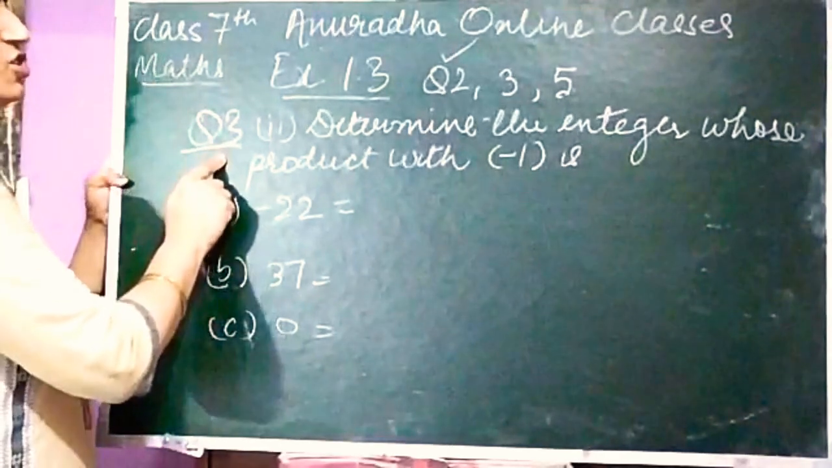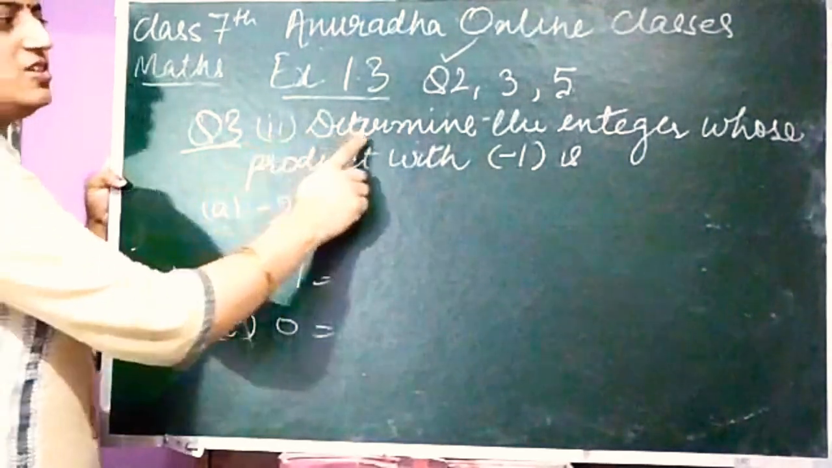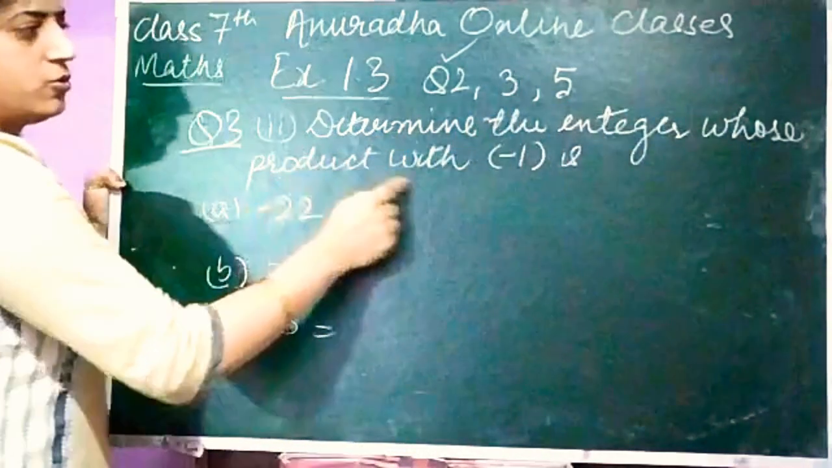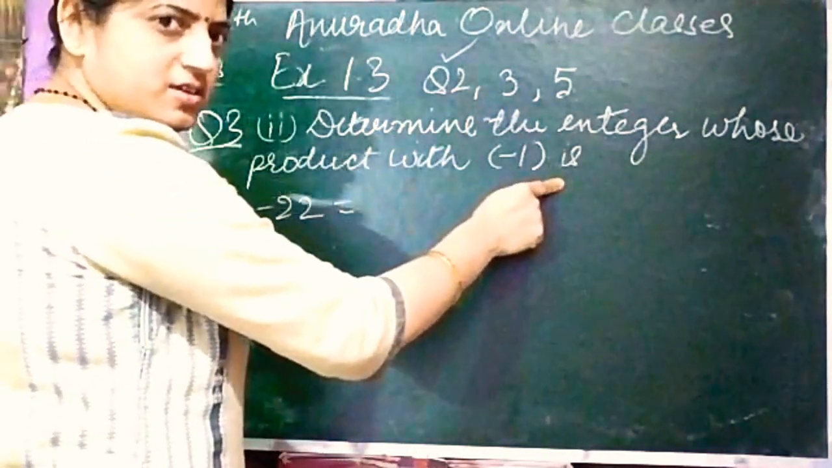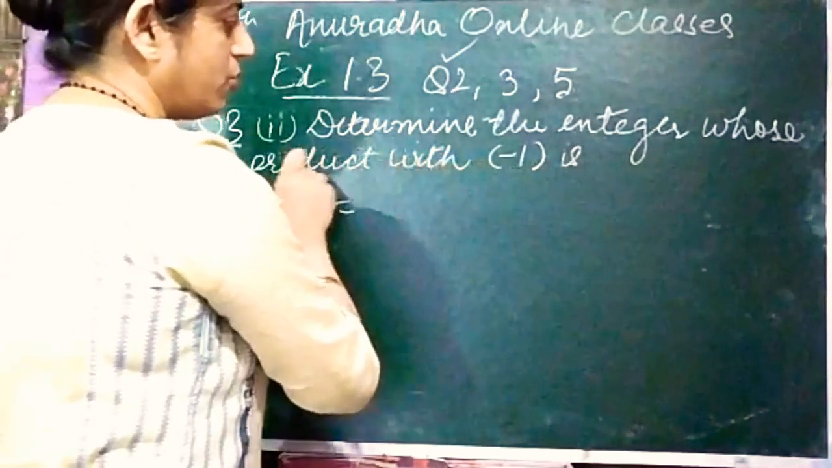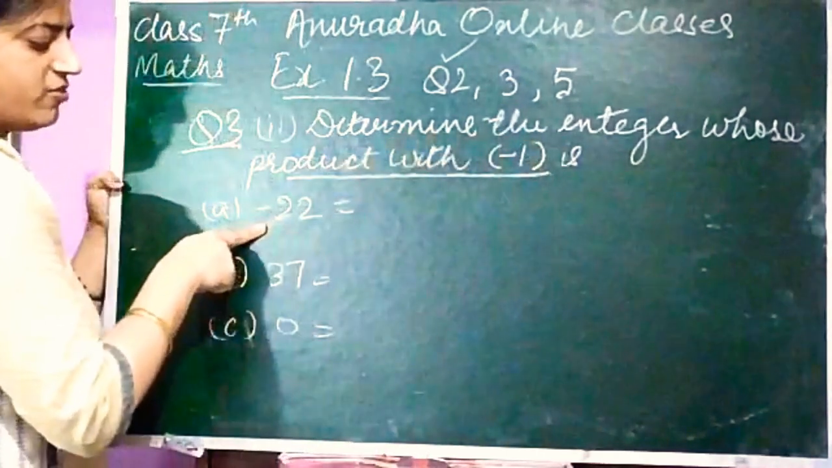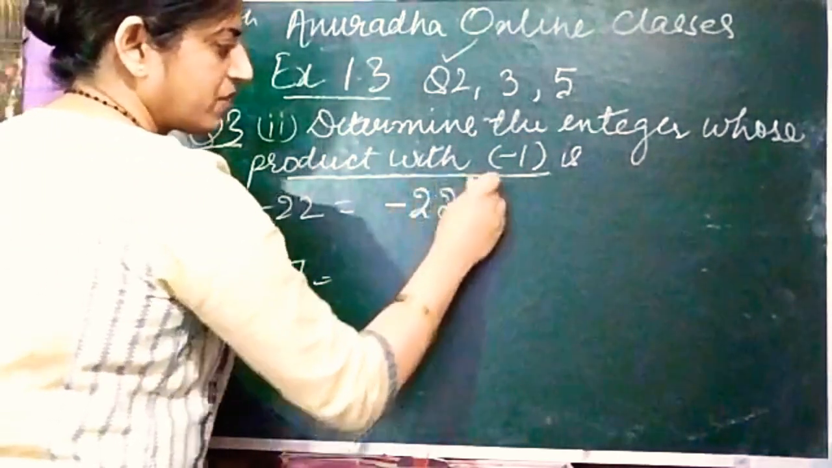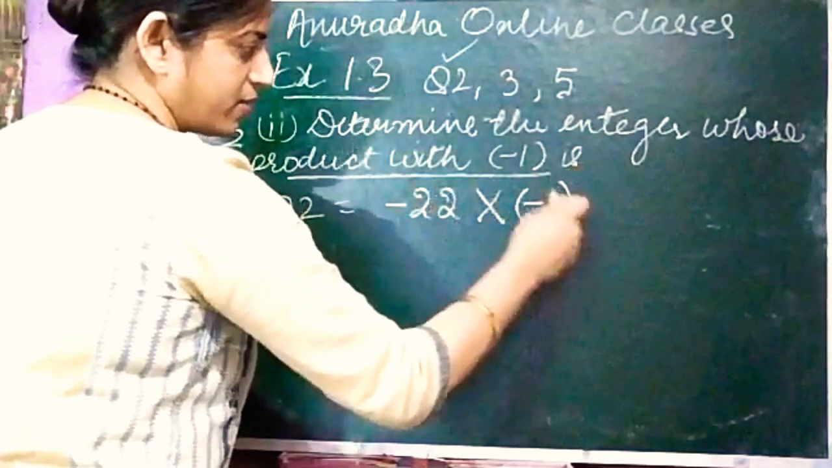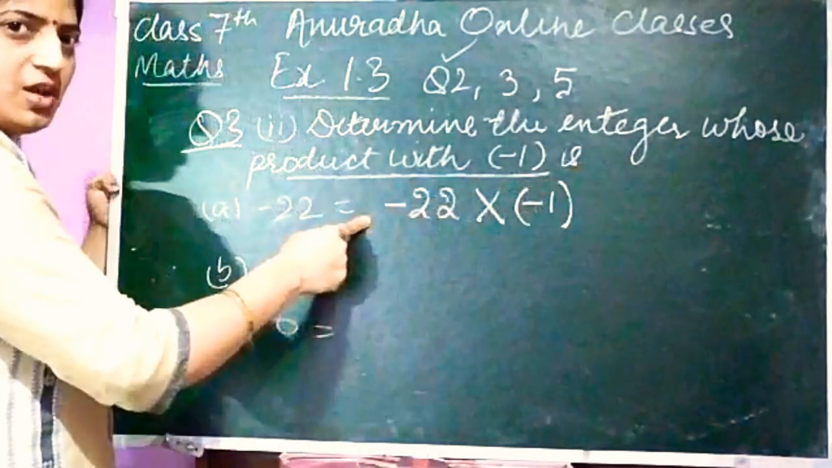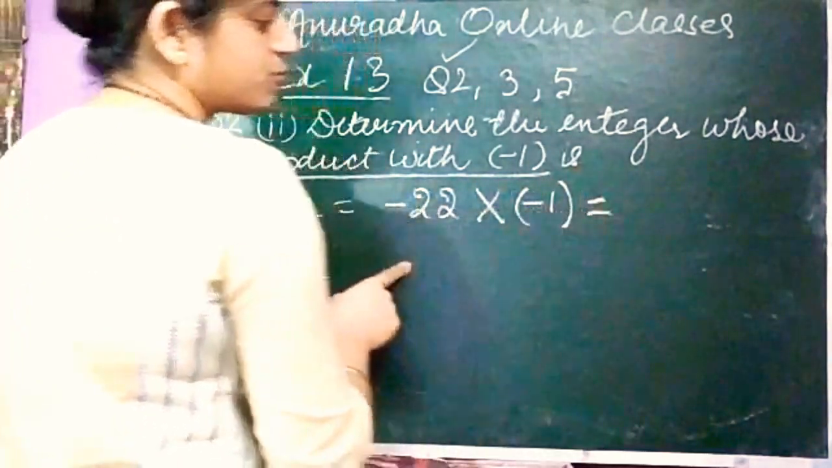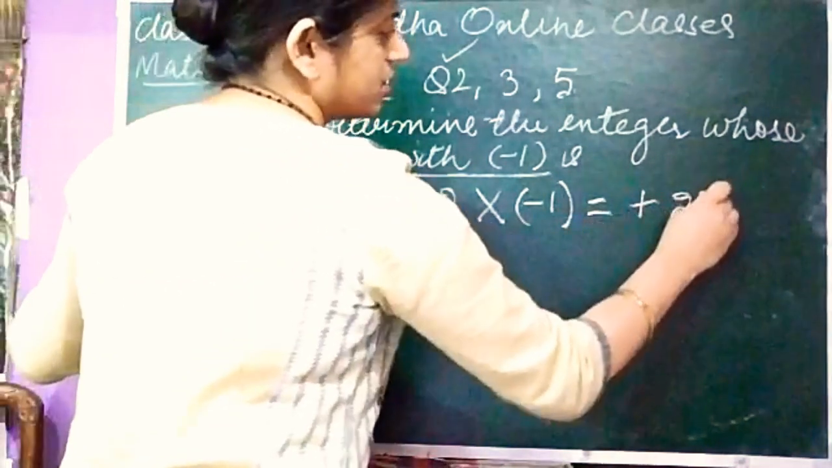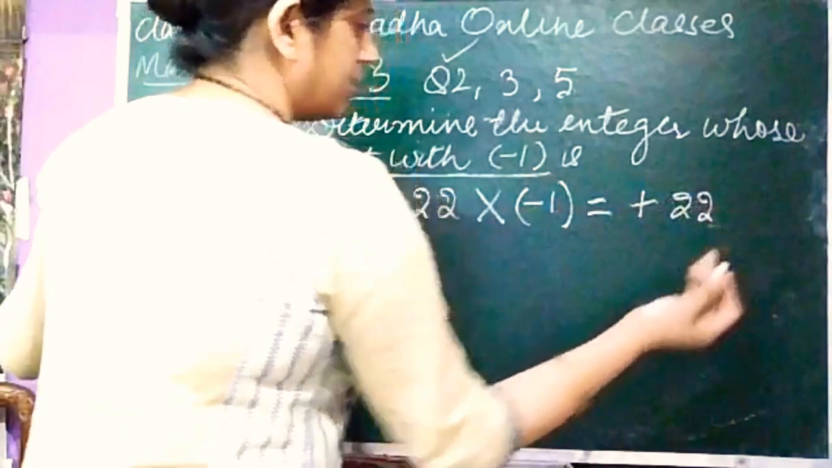So children, question number 3, the second part. Determine the integer whose product with minus 1 is... With minus 1, you have to do what? Product with minus 1. So I have written here, it's all parts. Write down first minus 22 into minus 1, right? Two negative signs means even number of negative integers, product will be positive, right? 22 into 1, that is 22.